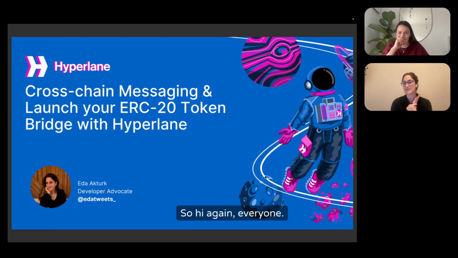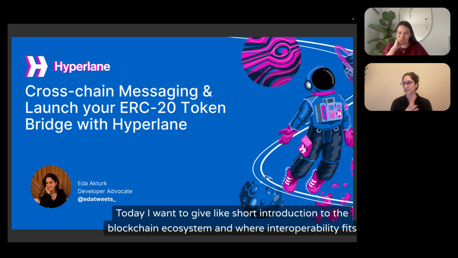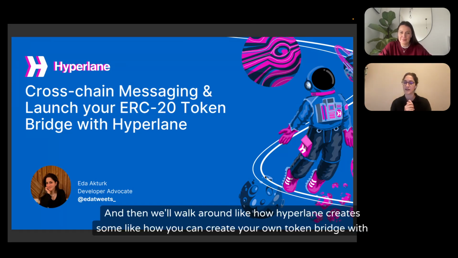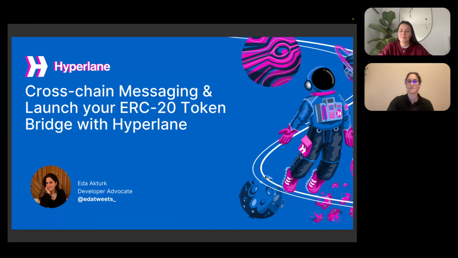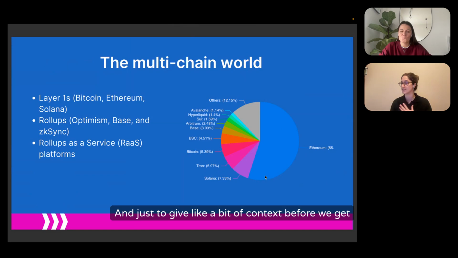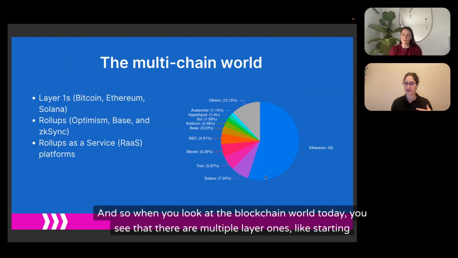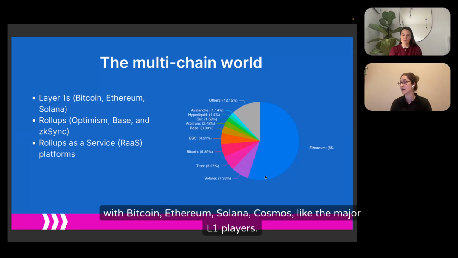So hi again, everyone. Today I want to give a short introduction to the blockchain ecosystem and where interoperability fits in, and then we'll walk through how you can create your own token bridge with Hyperlane warp routes. And just to give a bit of context before we get deeper. When you look at the blockchain world today, you see that there are multiple layer ones, starting with Bitcoin, Ethereum, Solana, Cosmos, the major L1 players.